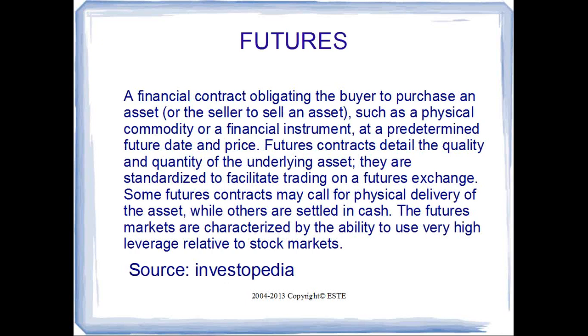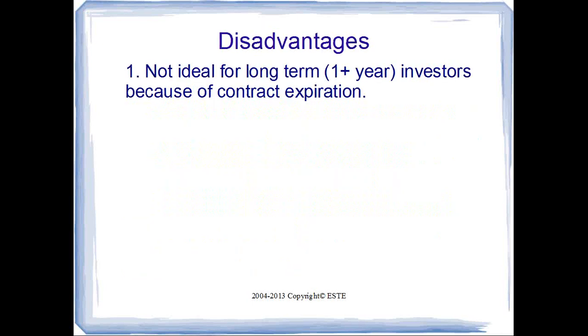Okay, let's go through futures. A futures contract is a financial contract obligating the buyer to purchase an asset or the seller to sell an asset, such as a physical commodity or a financial instrument, at a predetermined future date and price. Futures contracts detail the quality and quantity of the underlying asset. They are standardized to facilitate trading on the futures exchange. Some futures contracts may call for physical delivery of the asset, while others are settled in cash. The futures markets are characterized by the ability to use very high leverage relative to stock markets.